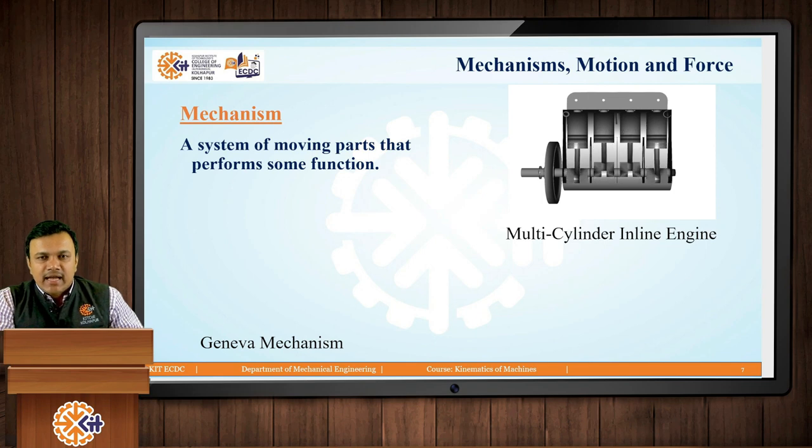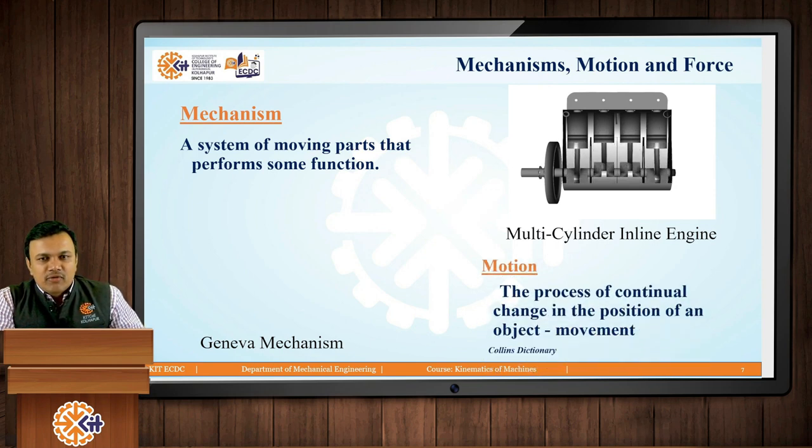So you can see here a multi-cylinder inline engine, which is used for many heavy duty vehicles, passenger vehicles and commercial vehicles, having different parts such as piston, connecting rod, crank and the cylinder. The multi-cylinder inline engine you are seeing here is a 4-cylinder engine. So you can see 4 pistons, 4 connecting rods and a crankshaft, which is common for all those 4 cylinders. And there is a wheel attached to the crankshaft, called a flywheel, which controls the speed fluctuations of that multi-cylinder engine.